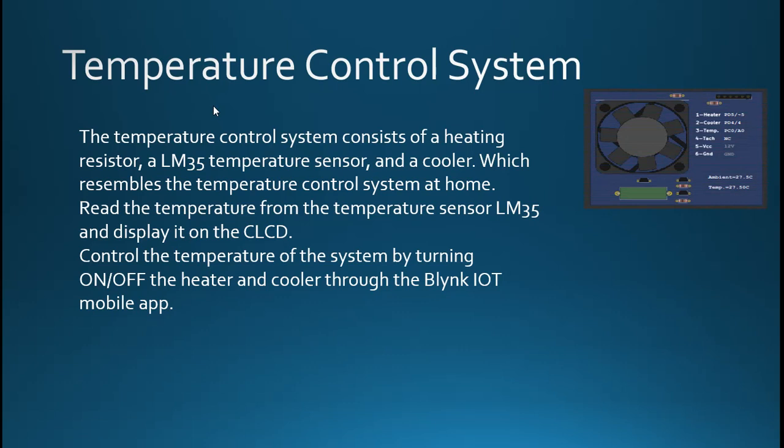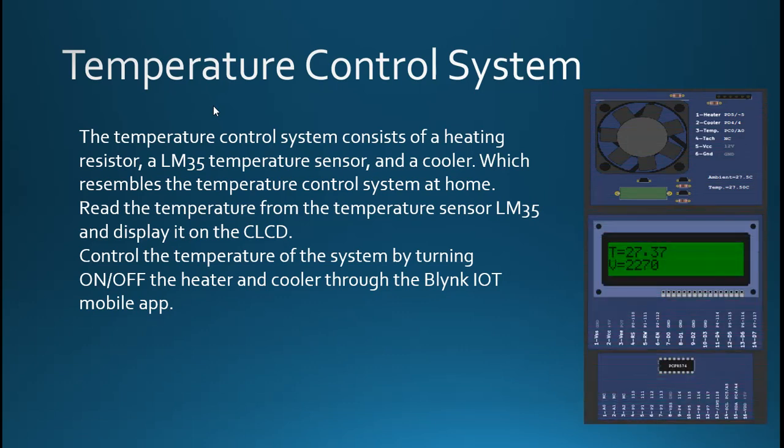The top right represents the fan, which is the cooler, which also displays the ambient temperature and the current temperature of the surroundings. The next image represents the LCD display, which shows the ambient temperature, which is 27.37 degrees Celsius.